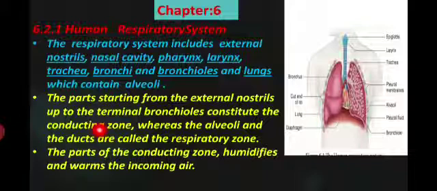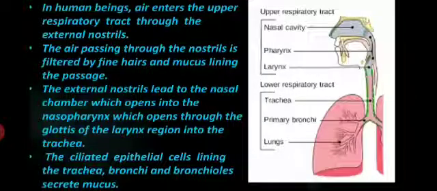In the trachea and from the lungs to the atmosphere. So the exchanging of gases. The parts of the conducting zone humidify and warm the incoming air. In human beings, air actually enters from the upper respiratory tract through the external nostrils.